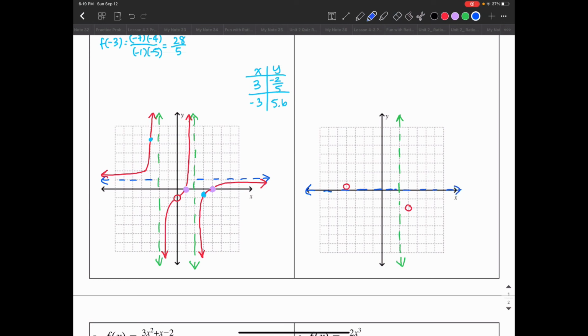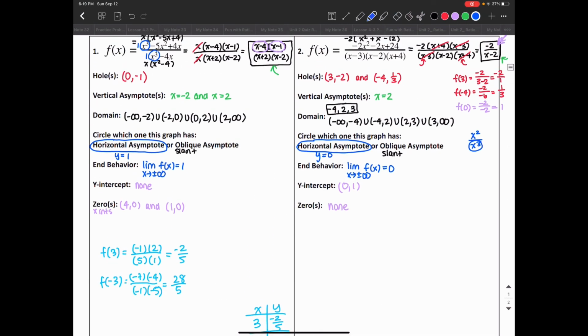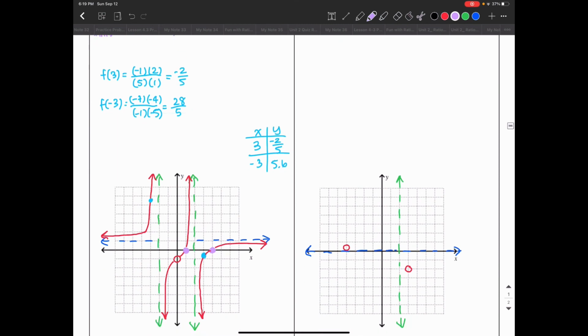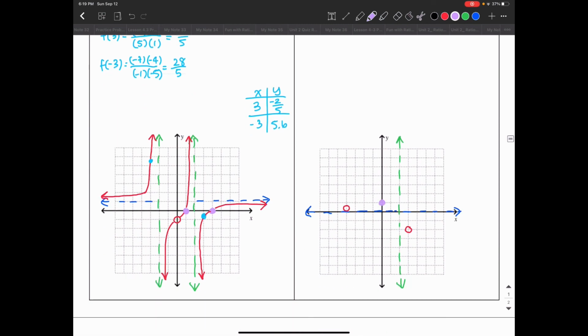And then I have a y-intercept at 0, 1. So I should be able to see that as I go to the left of that y-intercept, I should be approaching the horizontal asymptote. I shouldn't be going through the horizontal asymptote because I didn't have an x-intercept. So I shouldn't be going through y is equal to 0.